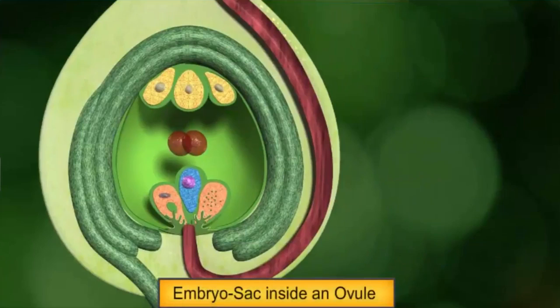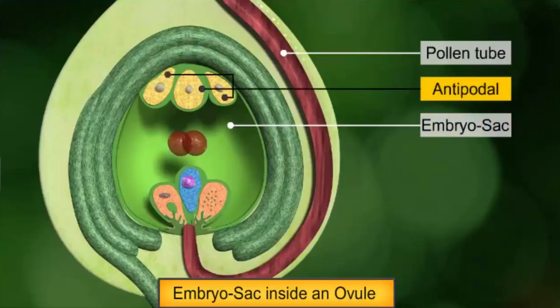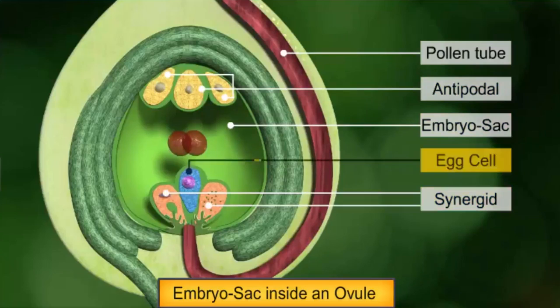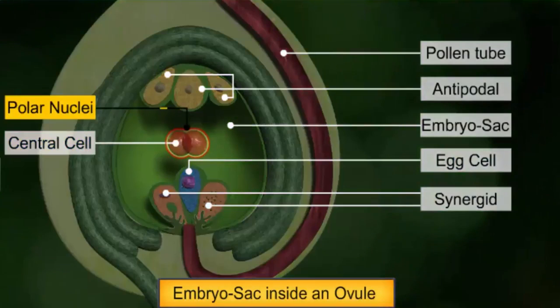Inside the ovule, the pollen tube encounters the embryo sac, the female gametophyte containing 3 antipodals, 2 synergids, an egg cell, and a central cell with 2 polar nuclei.